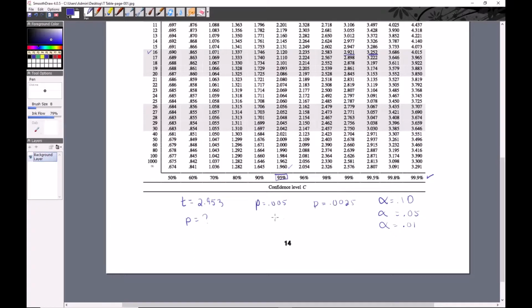So here we would say something like, since p is between 0.005 and 0.0025, the results are significant, and we would reject H0. So we can make a decision even though we don't know what the exact p-value is, because we know which two numbers it is between, and that's enough.